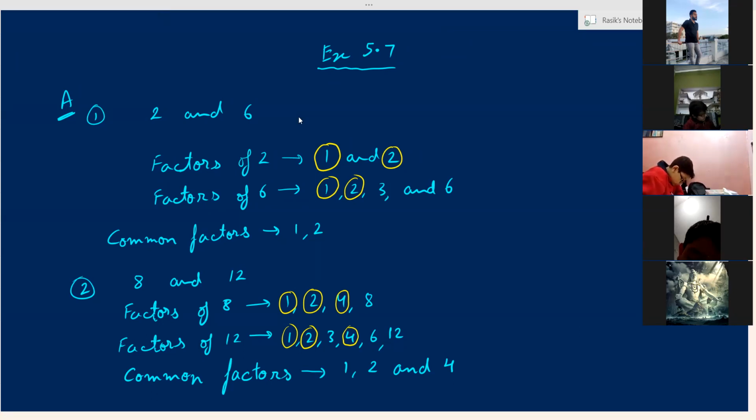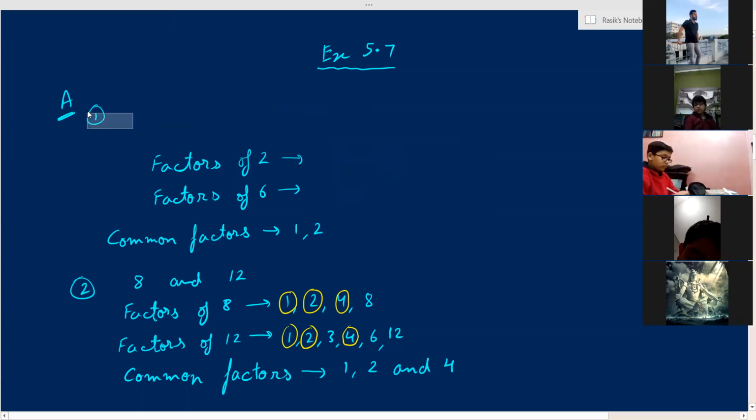Have you all done the third part? Yes, sir. Sir, it has only one common factor, which is 1. Only one common factor. What are the numbers? Sir, 1, 2, 7, 14.